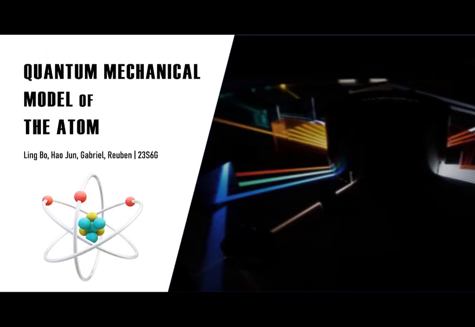Hello, today Gabriel, Reuben, Ling Bo, and myself, Reuben, from 23S6G will be presenting on the quantum mechanical model of the atom, more specifically the wave-particle duality of electrons and quantization of photons.